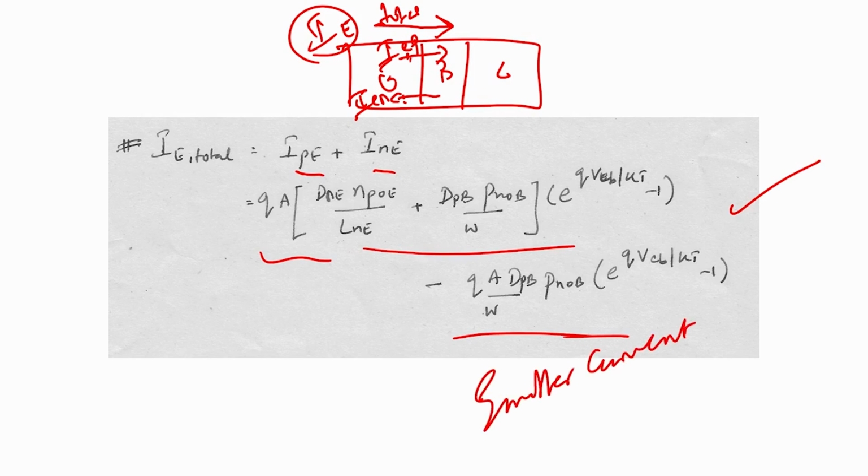So, remember this is being done in any mode, right. We have not said that VEB is forward biased or is greater than 0 or VCB is less than 0. This is true for saturation, cutoff, active, it does not matter. We will later on adapt the values for this and see which terms dominate. So, this is a very general derivation.